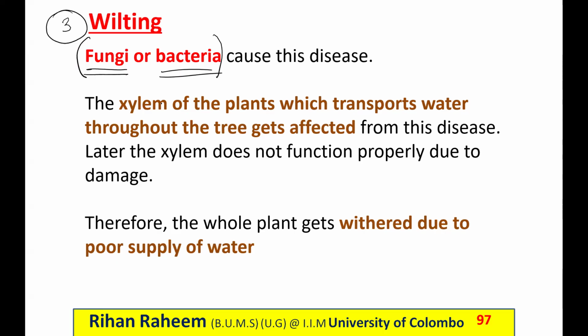What happens is the xylem of the plant, which transports water throughout the plant, gets affected. So which part of the plant gets affected? The xylem of the plant. Can you all remember the xylem tube? Later, the xylem does not function properly due to this damage. There were two tubes you studied about in the plant. Every plant has two. Very good. The xylem and the phloem tube.